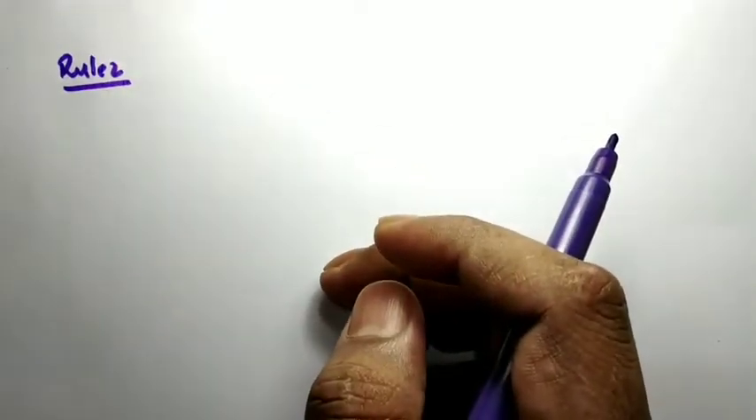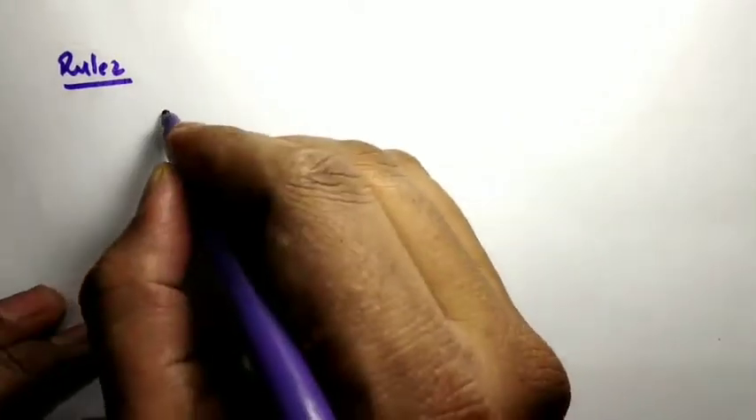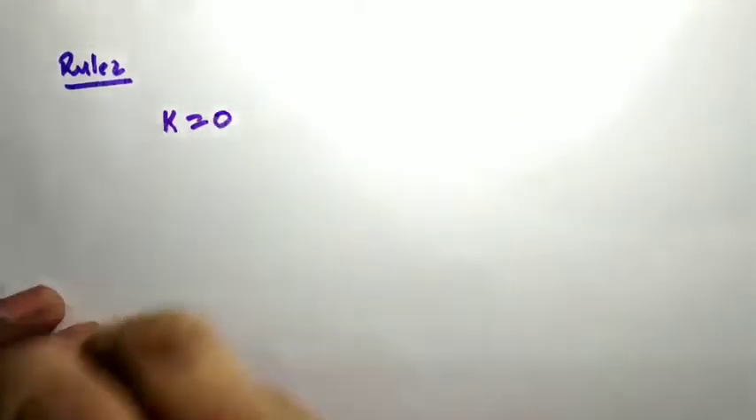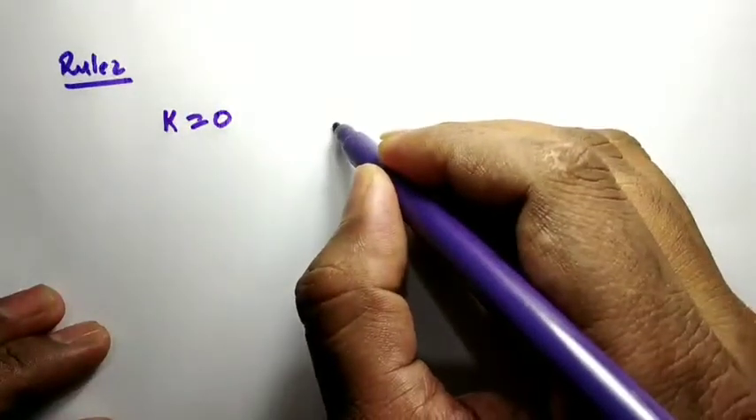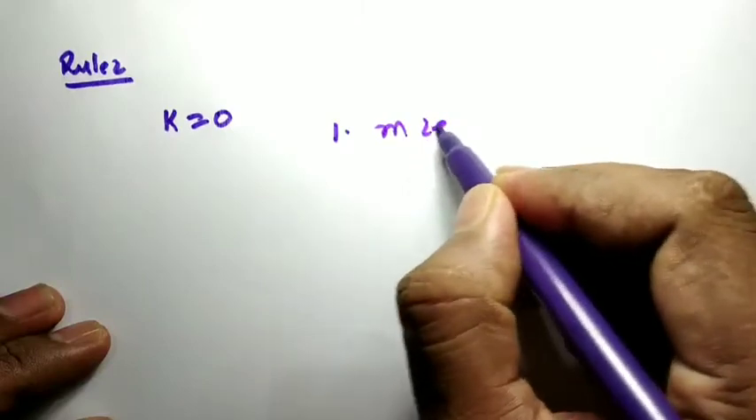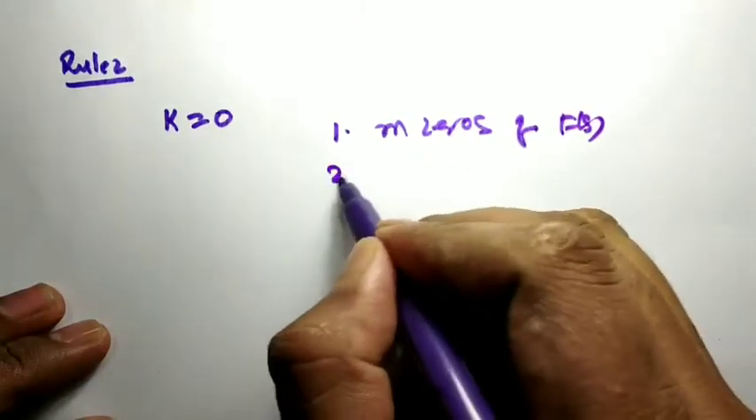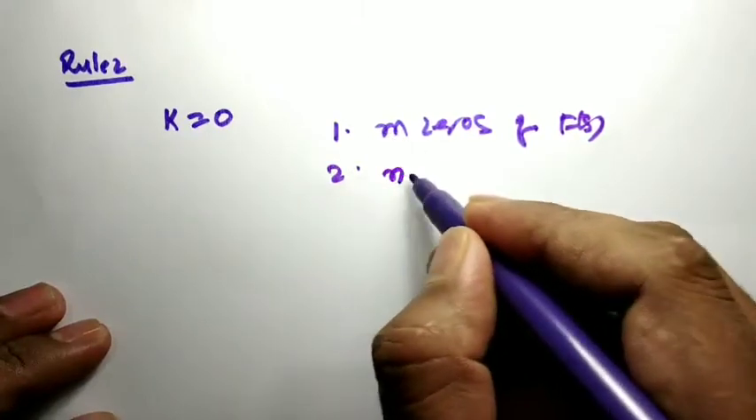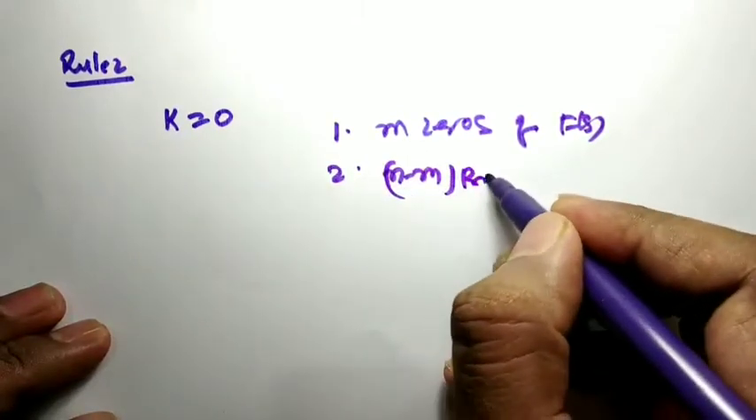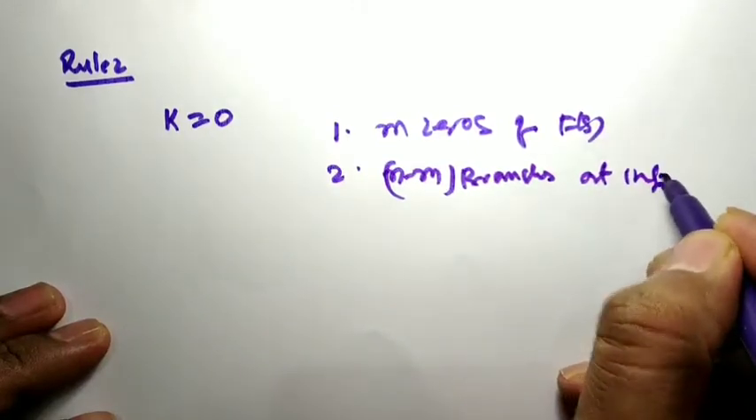See rule 2: as K increases from 0 to infinity, the root locus branches originate from the open loop poles, meaning at K equal to 0, and terminate at the m zeros of F of s, and the remaining n minus m branches terminate at infinity.